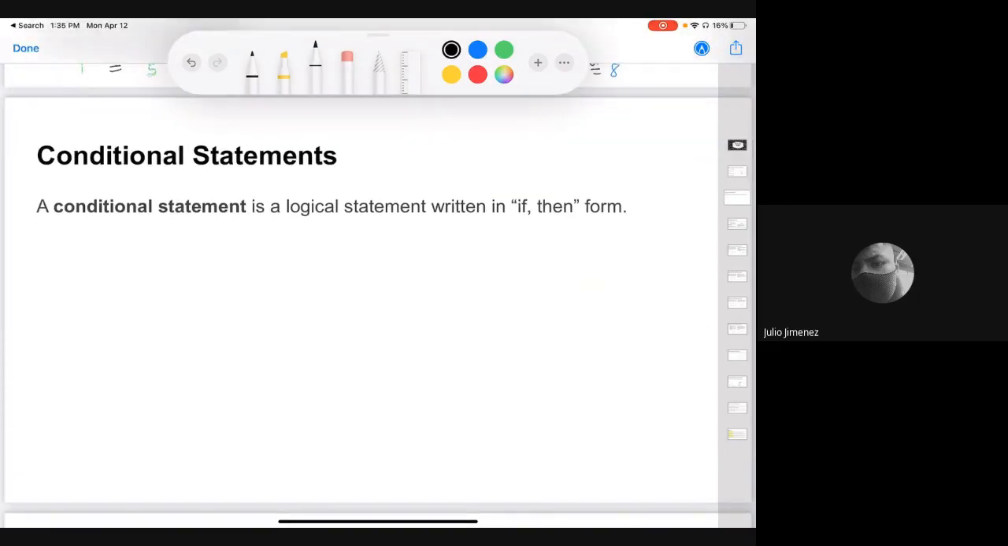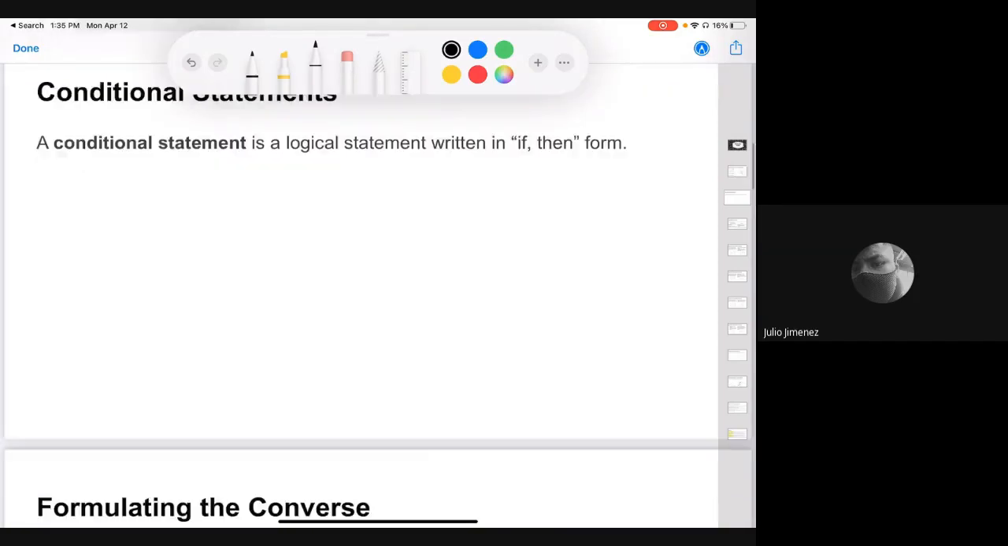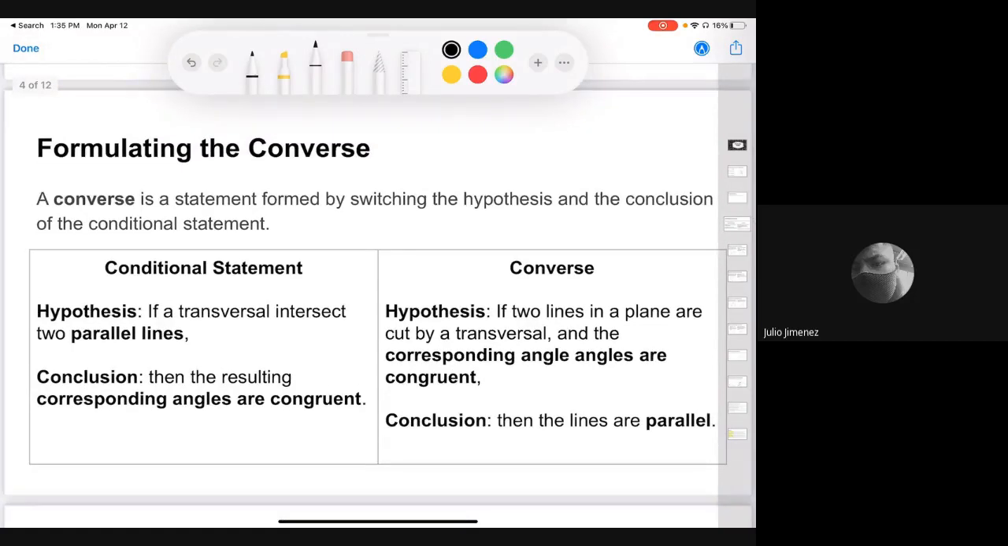So we're going to see a bunch of different theorems today, and these theorems are going to be in the form of conditional statements. So if hypothesis, then conclusion. What we're going to see is how we apply a conditional statement and how we apply its converse, and what that tells us about the relationships between these things.